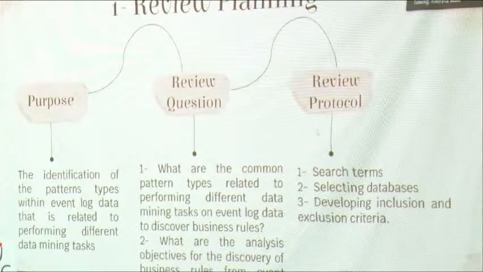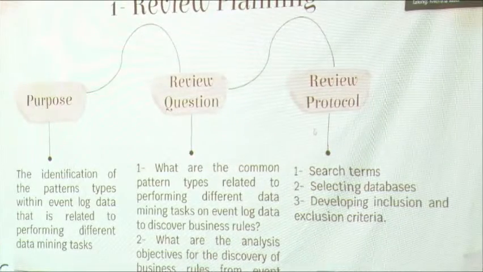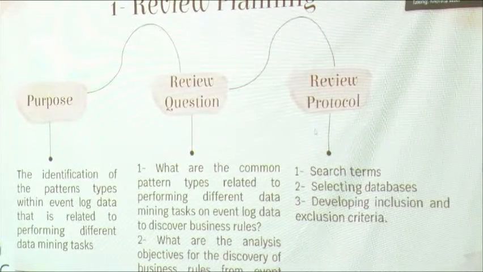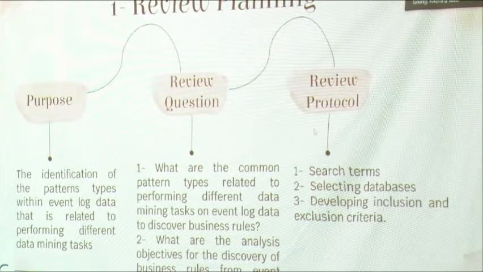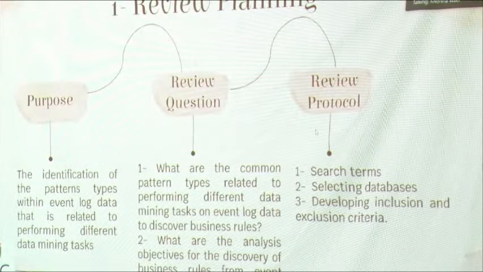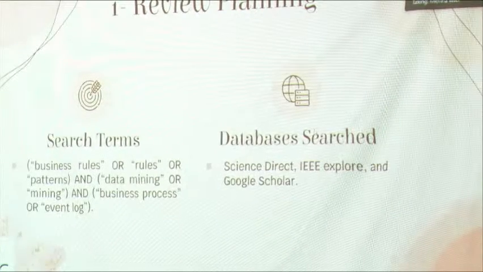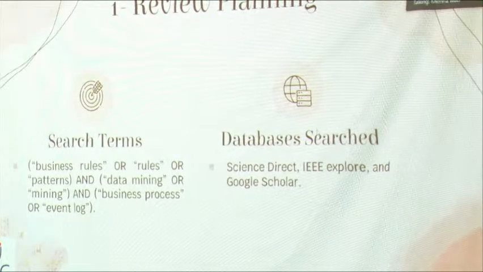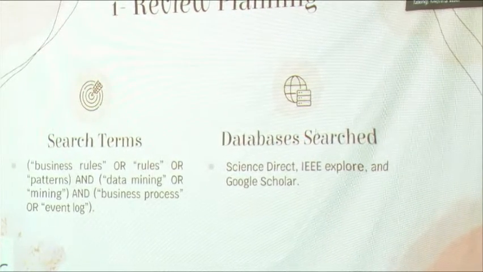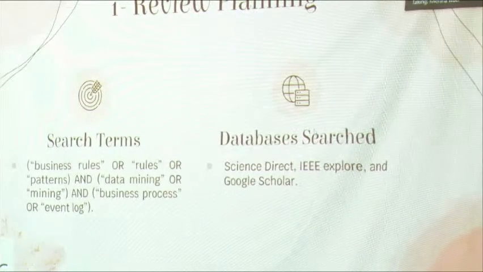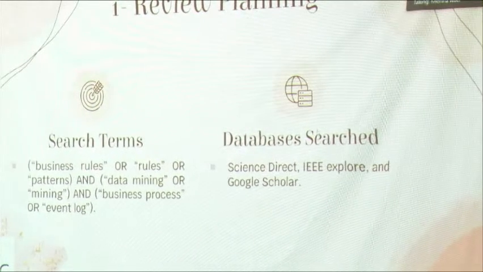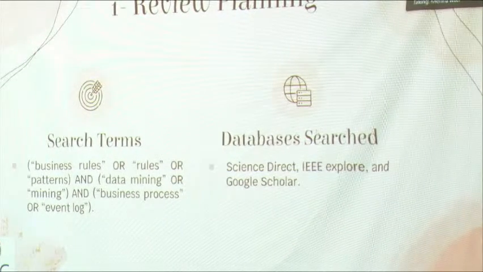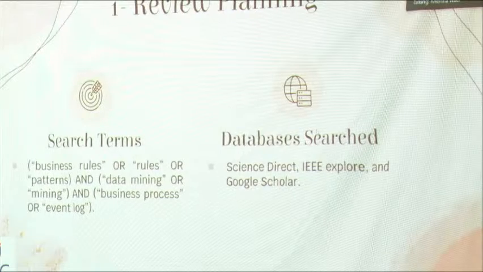The review protocol accordingly was set by developing the research terms, selecting the databases for searching, and developing the inclusion and exclusion criteria. The review questions were used to identify the main research terms, which are, between brackets, business rules or patterns, and data mining or mining, and business process or event log. The databases chosen to be searched are ScienceDirect, IEEE Xplore, and Google Scholar.